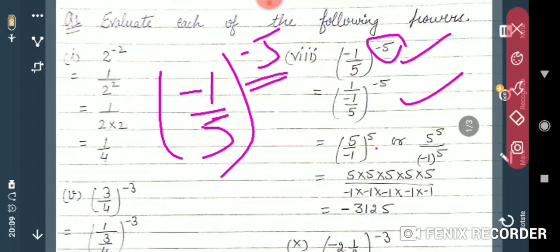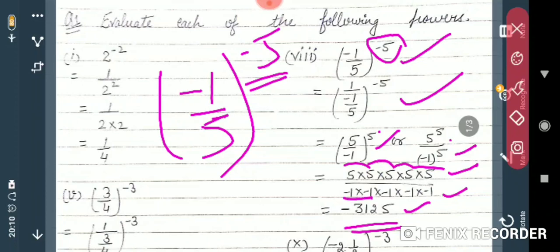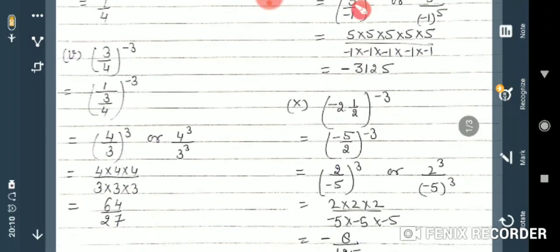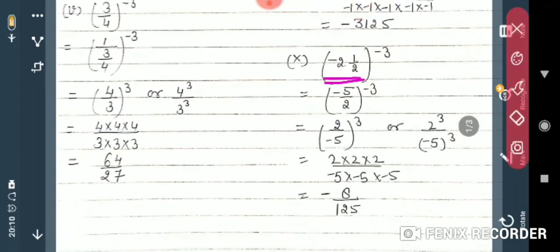5 upon minus 1 to the power 5, because this power will become positive. So what does it mean? That 5 to the power 5 and minus 1 to the power 5. Then you will multiply 5 times as well as minus 1 also 5 times. As the power is odd, so what will it come? Negative. So when you multiply 5 times, you will get 3125. And you can do it by just seeing: minus, minus plus, minus, minus plus, minus. So you will get negative 3125.